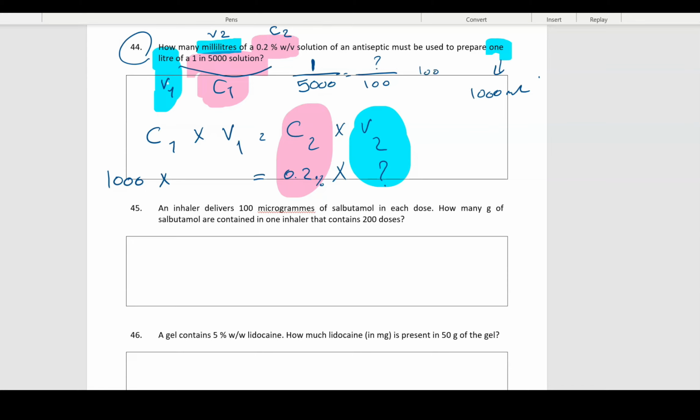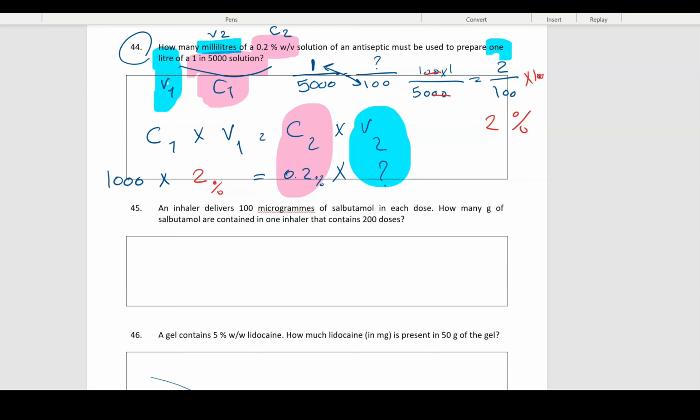So 100 times 1 divided by 5,000. So 2 is gone. So the answer is 2 in 100, and then you times by 100 to get a percentage. So the answer is 2%. So the percentage here is 2%.